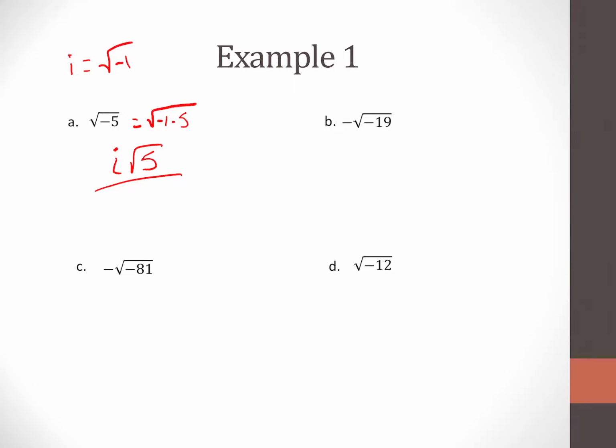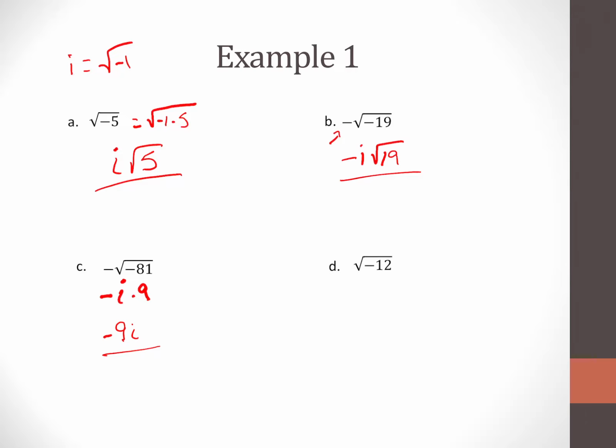And then part B, we have a negative square root of -19. This negative on the outside stays on the outside. Negative on the inside becomes an i, and I can't do anything. The 19 can't simplify, so negative i radical 19. Anytime there's a negative underneath the square root, it just means we pull out an i. So this one, again, I have a negative on the outside, it stays. I have a negative on the inside, that's an i. And the square root of 81 is 9. So we would write this as -9i. The i is always written after the number, not before.